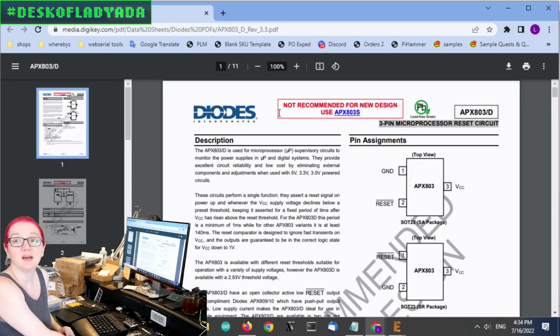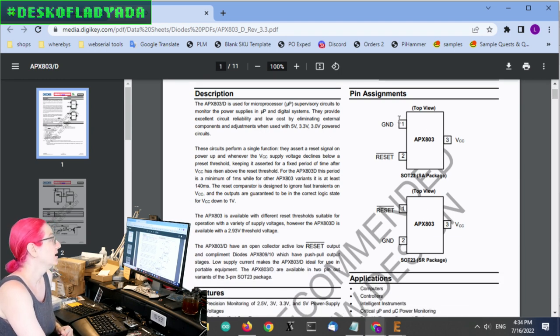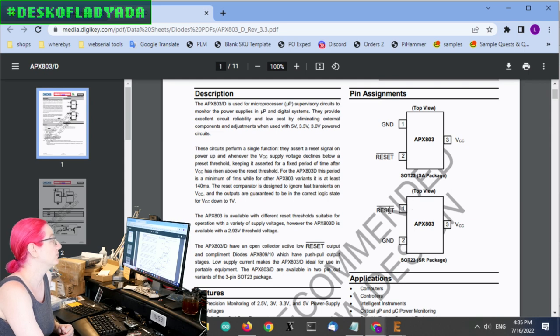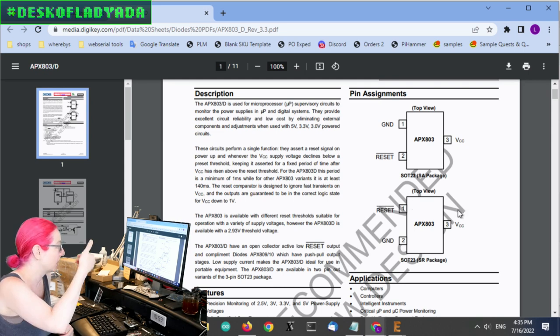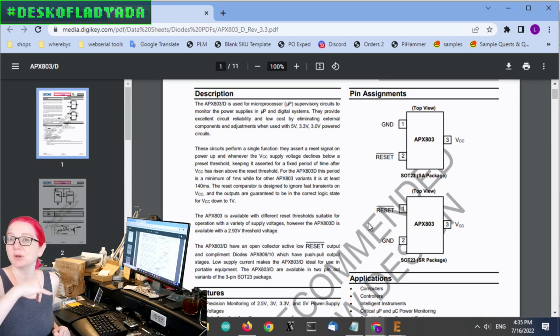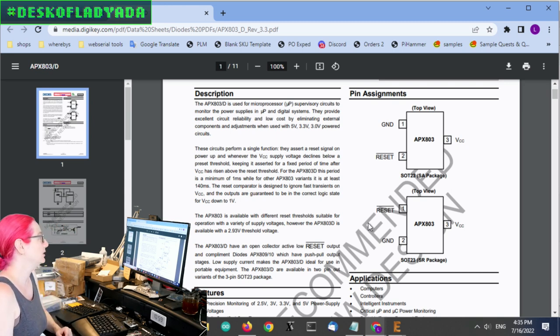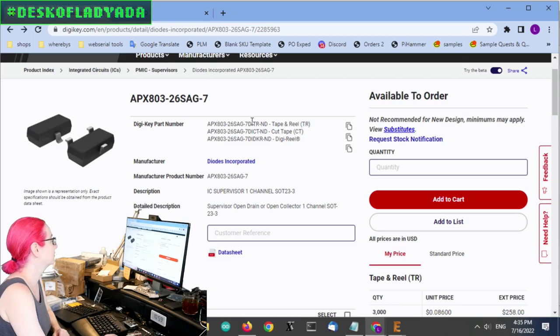This is the datasheet. NRND, they recommend the APX803S, which is also not available. One thing to watch out for is this chip has two versions, the SA and the SR. Whether pin one is ground or reset makes a difference. We want pin one to be ground and then reset and power, not reset, ground, and power, the opposite way, because we want something that we can drop into our existing designs. I mean, if I had to, I could reroute the PCBs, but boy, I really don't want to do that because I've got like 20 designs that use this supervisor.